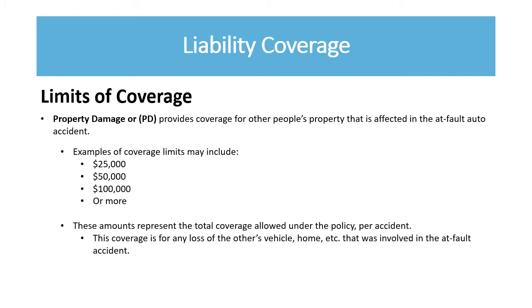The other part of liability coverage is property damage, or PD. This coverage provides for others' property that is affected in the at-fault accident. This could be another's auto, any property damaged in the auto, or even real estate property that may have been damaged in the accident. Please note, the amount you selected on your coverage represents the total coverage allowed under the policy per accident.